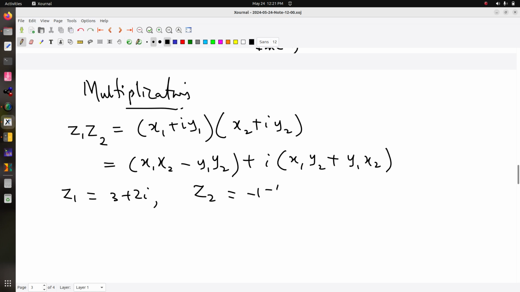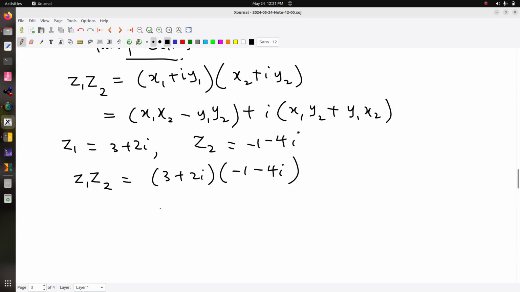Okay, now for example, let's say you have z1 equals 3 plus 2i, and you have z2 equals minus 1 minus 4i, and you want to find the multiplication of z1 and z2. So then it will be (3 plus 2i)(minus 1 minus 4i). So the way you do normal multiplication, expansion of the brackets: you have 3 multiplied by minus 1, that will be minus 3. 3 multiplied by minus 4i, that will be minus 12i.